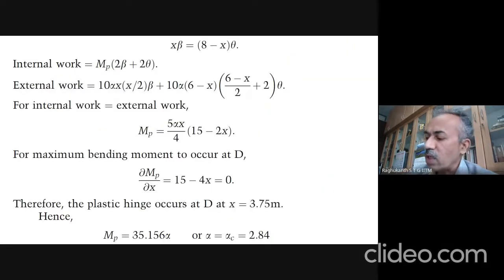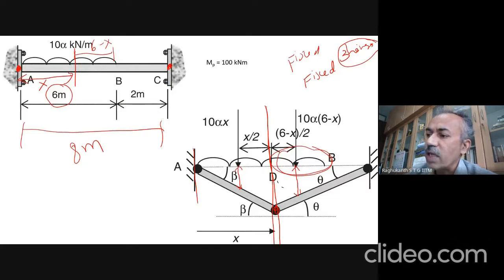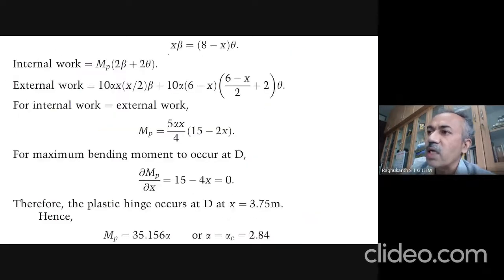Now you can do some simple algebra. x times beta should be the same as the remaining portion multiplied by theta, that is 8 minus x into theta. So this gives you a link between theta and beta.